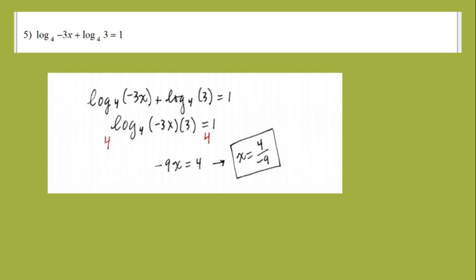I didn't check for extraneous solutions in my last example. I should check for extraneous solutions right now. So if I plug in 4 over negative 9, is this going to be a negative number? Nope. The two negatives will cancel, and I'm looking at the log base 4 of 12 over 9, which is totally doable. And then over here, I'm not plugging anything in, so that's just a number. I could figure that out at my calculator right now if I wanted to. So that's the size of that.